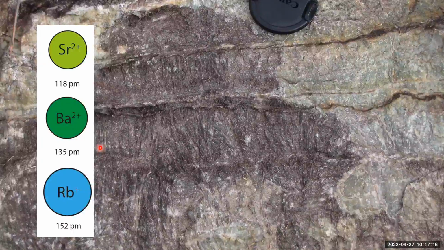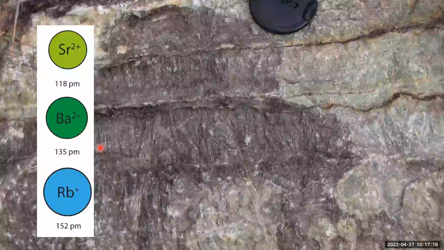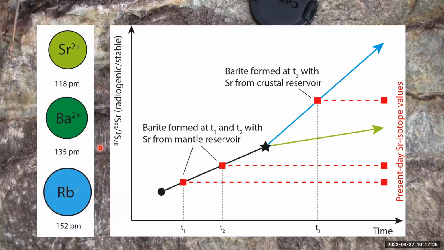What is even better is that rubidium does not go well into the crystal structure of barite. It's too big, the charge is off. As a result, we don't have radioactive decay of rubidium happening in the barite over time. So if we sample barite from, say, 3 billion years ago, the strontium isotope ratio that we measure today is still the same as the strontium isotope composition of the fluid from which the barite formed, because there is no addition of 87Sr from rubidium decay.